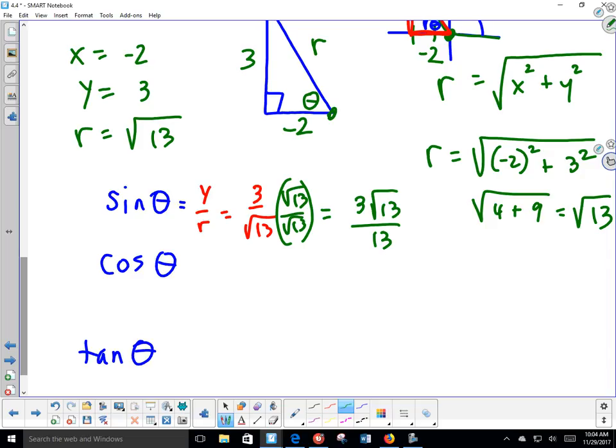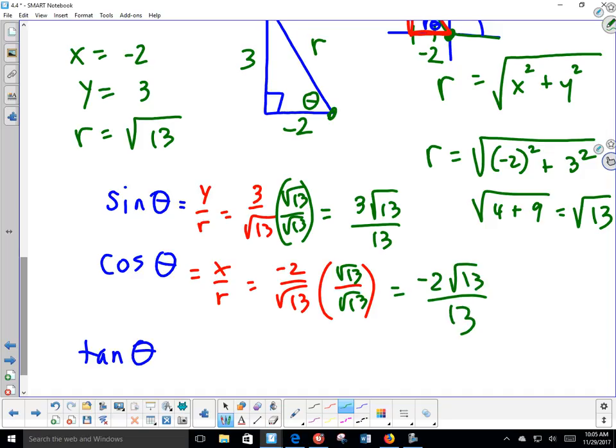All right. How about the cosine? What's that going to be, Hannah? Cosine is x over r, so it's negative 2 over the square root of 13. And then you have to rationalize it, so you get negative 2 square root of 13 over 13. And how about the tangent? Grace K? The tangent is y over x, so it would be 3 over negative 2. Are we okay with this?